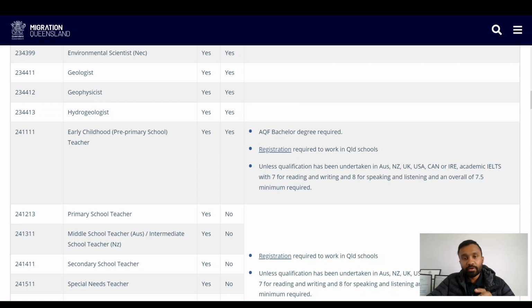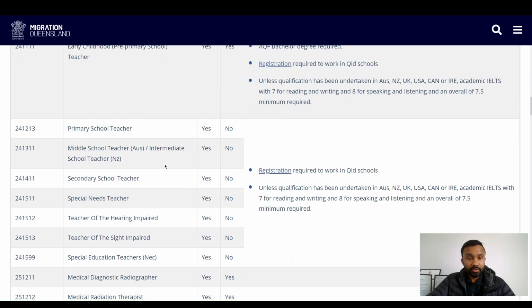So before you get to this stage, before applying for your EOI, you will require skill assessment. At that stage, your English will be crucial. If you're someone who has not undertaken studies in these countries, then you'll have to do IELTS academic and get this required score for early and primary school teachers. For other teachers, it's the same thing. Secondary, special needs, you will have that English requirement.